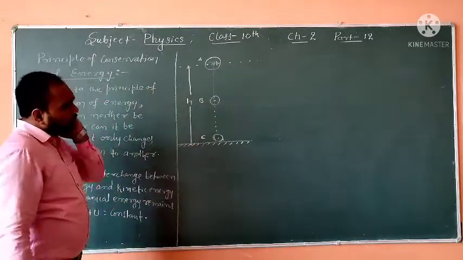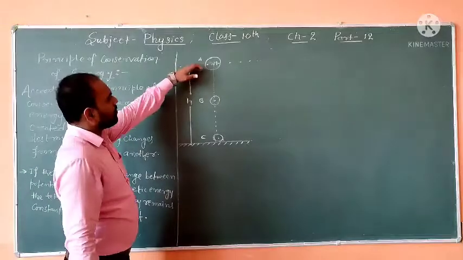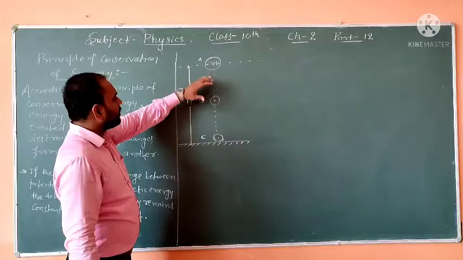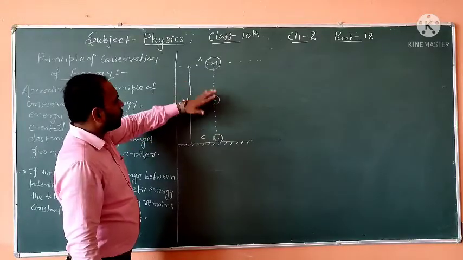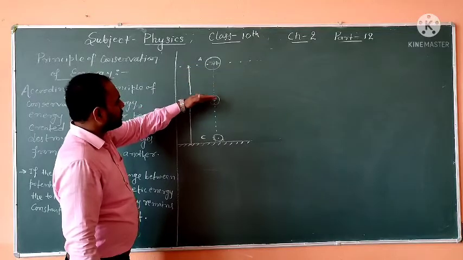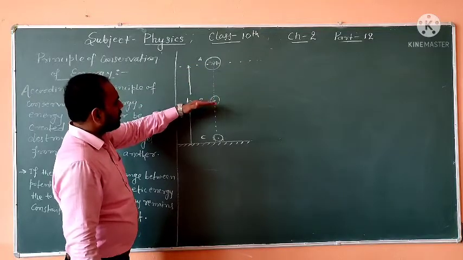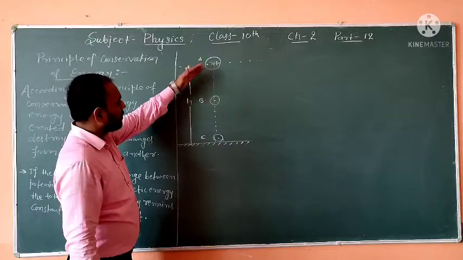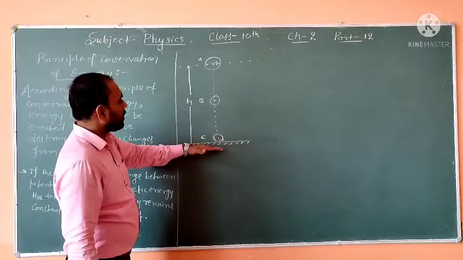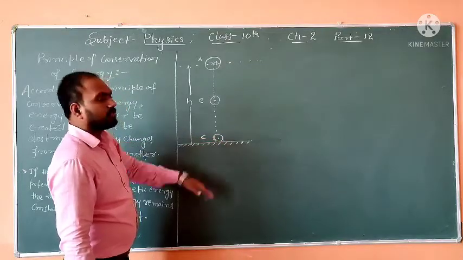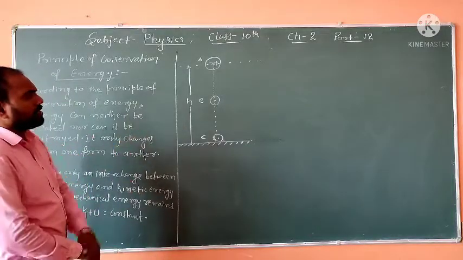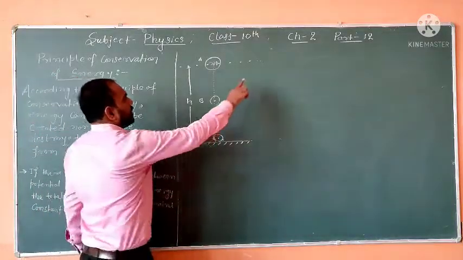Means if a ball is falling from some height to the ground surface, let's suppose that the height of the ball from the ground is h. It is moving some distance in the middle, that point is B. From A to B it will reach, and then it will strike the ground. Before striking, a point C. I hope you understand this consideration.